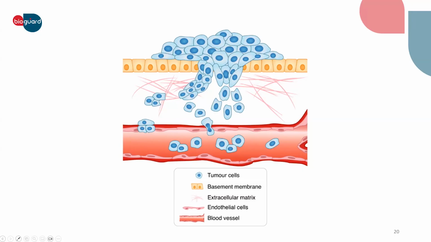These tumor emboli travel through the body. They exit the vessel and settle in new places. Once they arrive, they make new blood vessels again and start growing. Each step involves big changes in how the cells behave. They move more, lose their normal adhesion, and break down surrounding tissues.